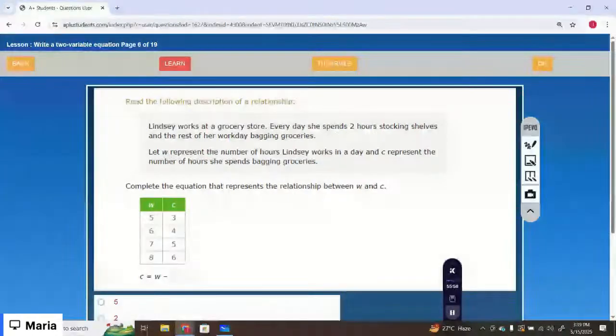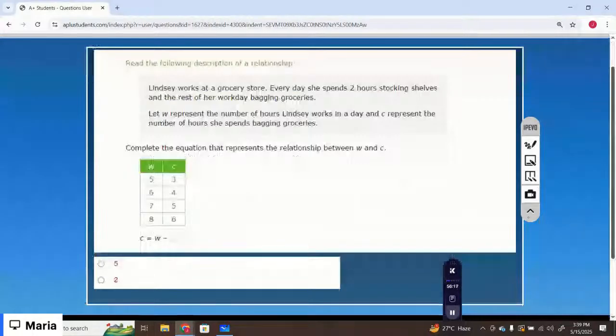Complete the equation that represents the relationship between W and C. That is C equals W minus 2. Option number 3 is the correct option.